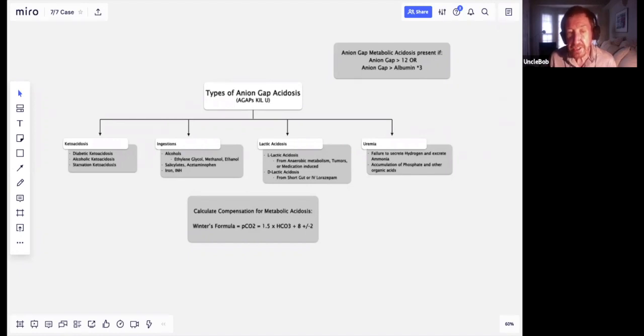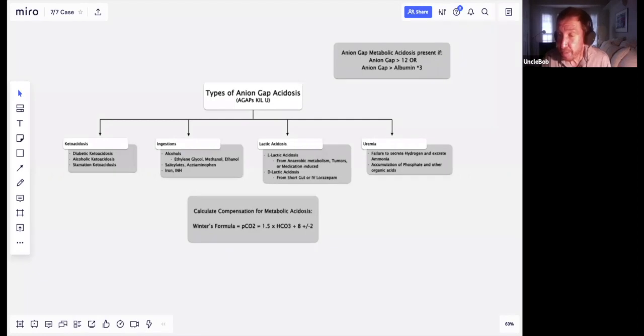The ingestions are always important. The ethylene glycol and methanol actually cause an anion gap acidosis. Ethanol sort of gives you an increased osm gap, but it doesn't really cause an acidosis unless it causes alcoholic ketoacidosis. For those of you who were on last week, we had a salicylate case with the peculiarities of that. Acetaminophen, iron, INH are all very unusual, but something to have in your back pocket if you're really frustrated.